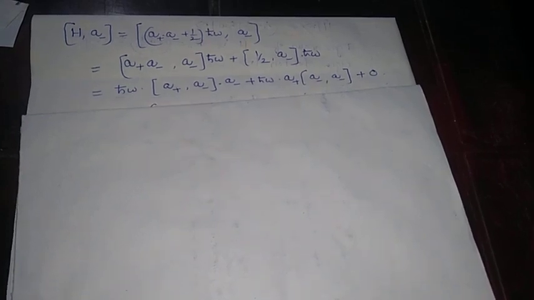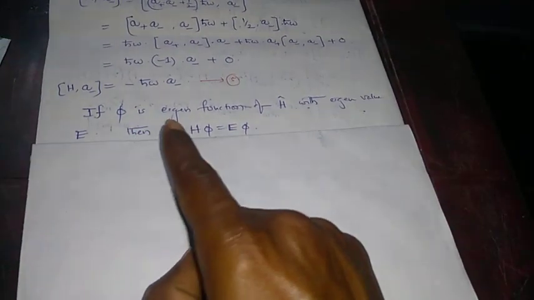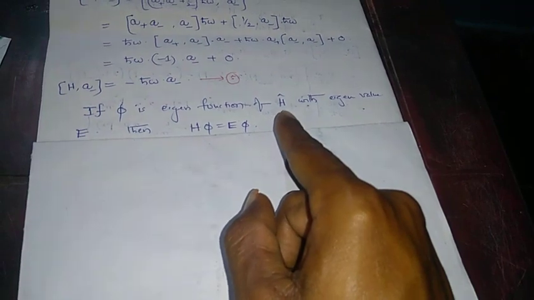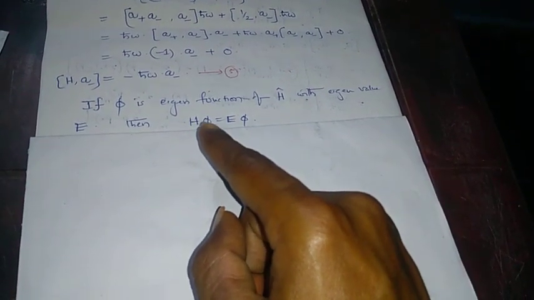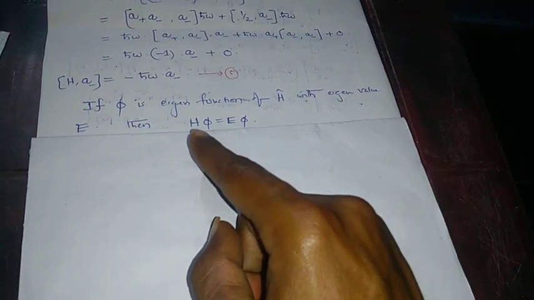Similarly, we can find the commutator of H with a minus, and if we progress with the steps which we had in the earlier calculations, we'll be getting a similar kind of answer, that is equation number 5. If phi is an eigenfunction of operator H with eigenvalue E, then the eigenvalue equation can be written as H phi is equal to E phi.